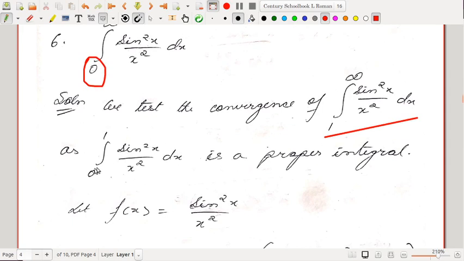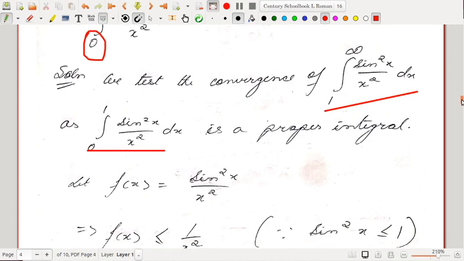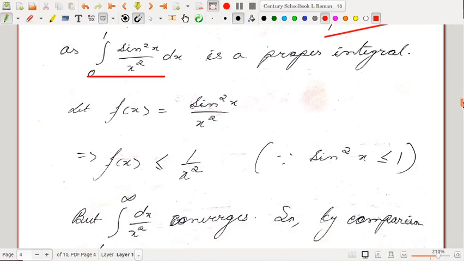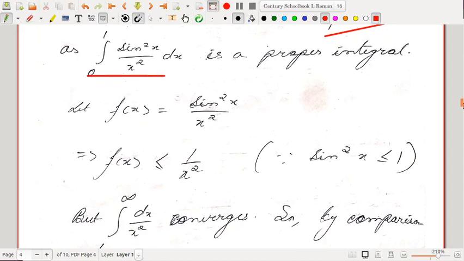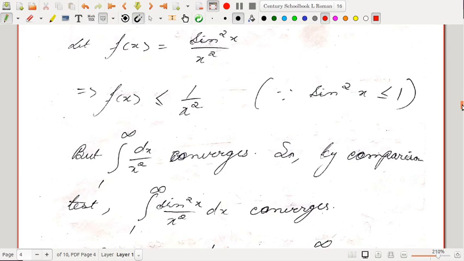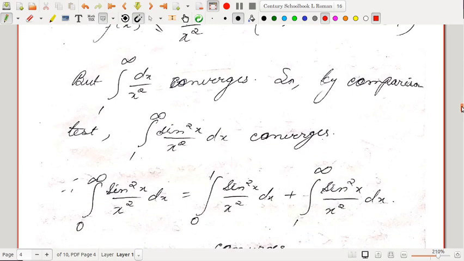Here the integral from 0 to 1 of sine squared x by x squared is a proper integral because sine x by x tends to 1 as x tends to 0. So we just need to check the convergence from 1 to infinity of sine squared x by x squared. Take f(x) as this, and since sine squared x is there, it's very simple. We can apply the first form of the comparison test. That is, this is less than or equal to 1 by x squared, but the integral from 1 to infinity dx by x squared converges. So by the comparison test, the integral from 1 to infinity of sine squared x by x squared dx also converges.